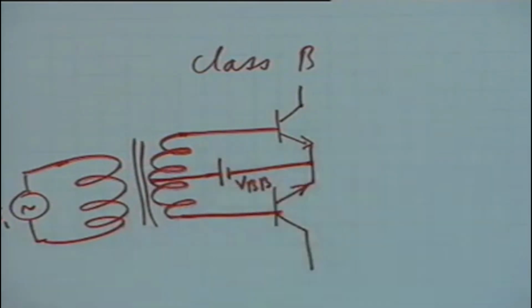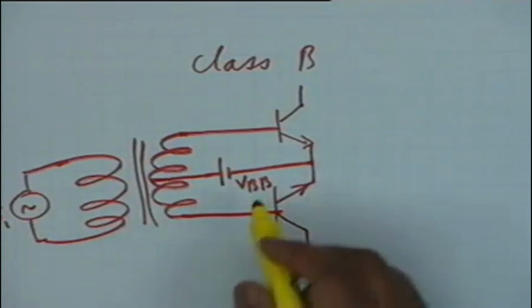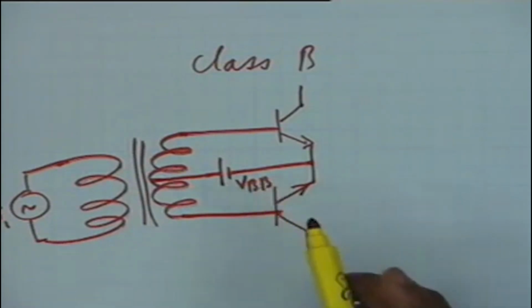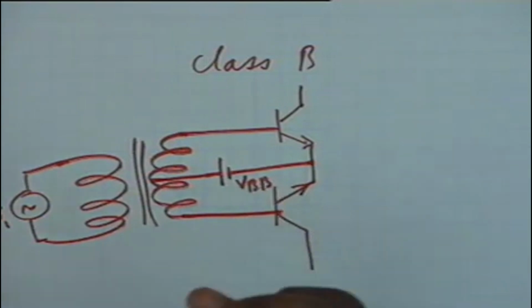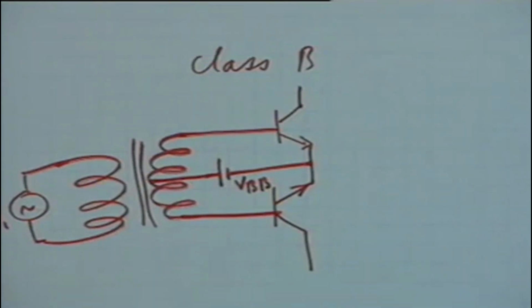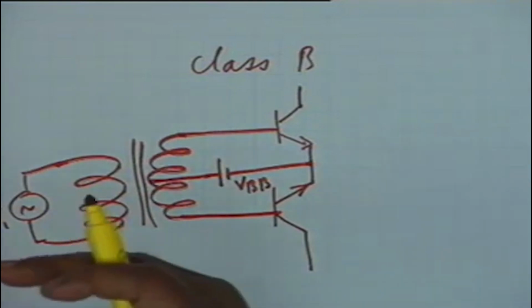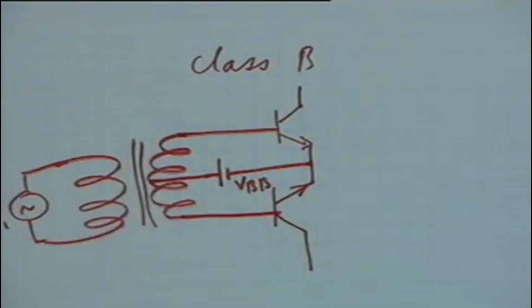I have simplified this circuit by showing an additional battery, but actually VBB is derived from VCC, only one power supply, by an appropriate potentiometric division of voltage. VBB, if it is to be class B operation, has to be just on the verge of conduction, that is about 0.7 volt if it is silicon.